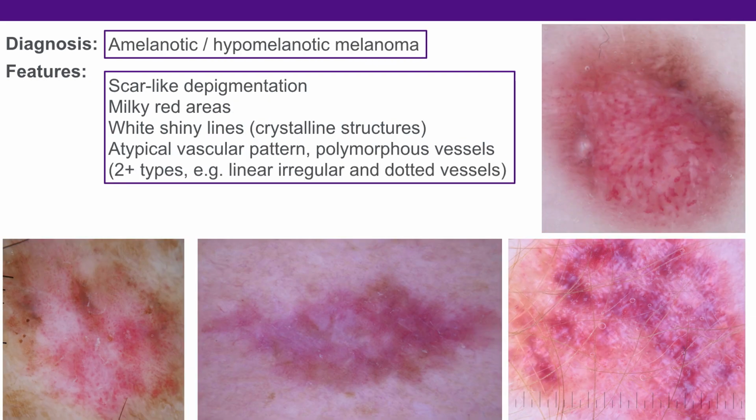Amelanotic or hypomelanotic melanomas can be challenging to diagnose. The features you'll look for would be the scar-like white depigmentation, the milky red areas, the white shiny lines or crystalline structures at 90 degrees to one another, and an atypical vascular pattern or polymorphous vessels, meaning 2 or more types of blood vessels in one lesion.